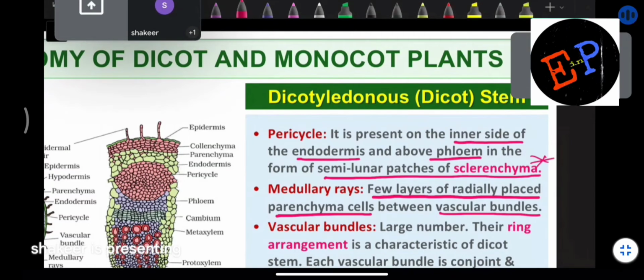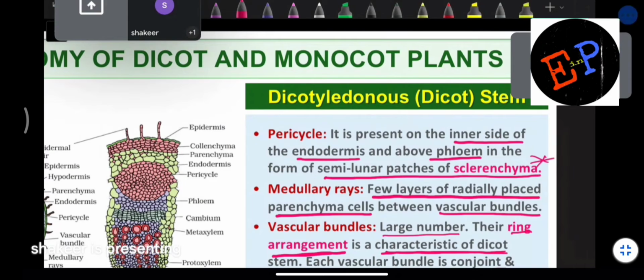Vascular bundles, already we know that. So they are large in number. Their ring arrangement is the characteristic of dicot stem. Each vascular bundle is conjoint and open. Protoxylem is enlarged. So what is the meaning of all this vocabulary? Already we have studied previously. Ring arrangement means they are arranged in the form of rings, in the case of dicot stems.